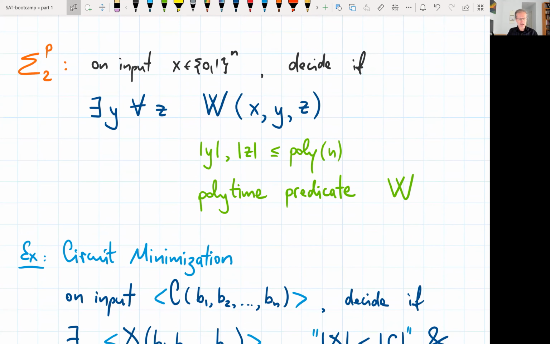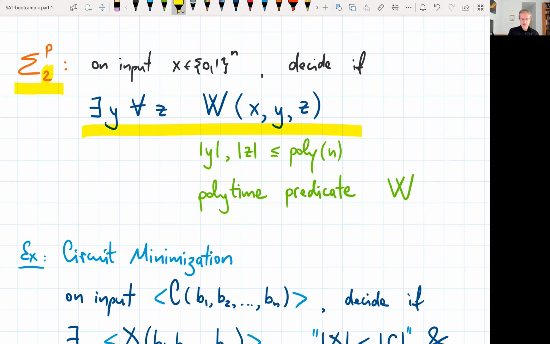So what can you do with alternation of quantifiers? Let's look at the special case of sigma 2. It's called sigma 2 because you have two quantifiers. That's what 2 corresponds to. And sigma means that you start with existential. So you look at formulas of the following kind.